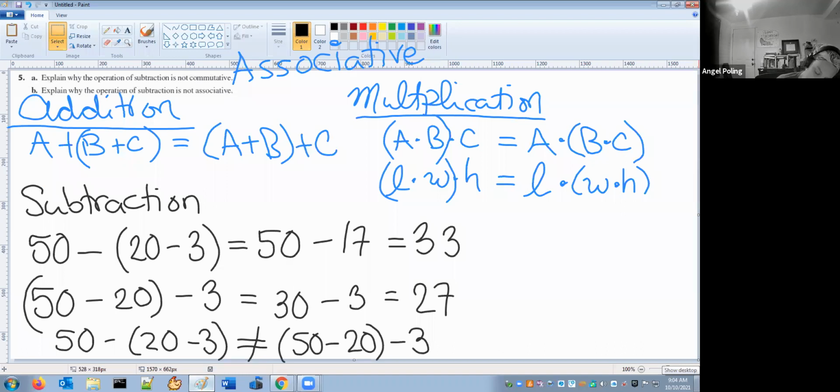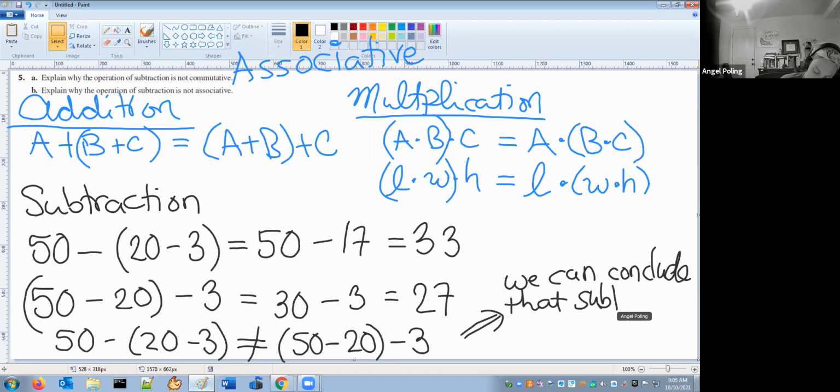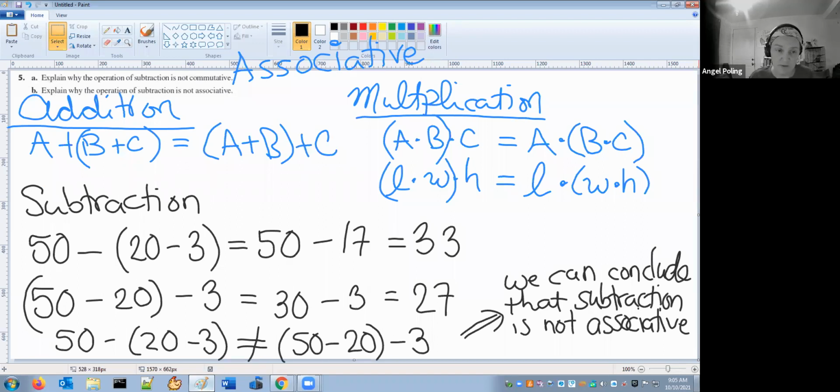So we can conclude that subtraction is not associative. So you can move the terms of addition and multiplication around, but you can't do that to subtraction.